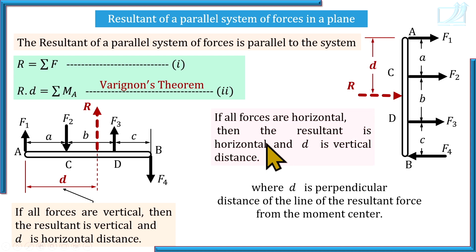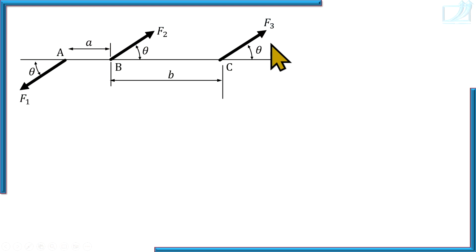Check here. If all forces are horizontal, then the resultant is horizontal and d is a vertical distance. These three forces are parallel to each other, so it's a parallel system of forces. All forces are making an angle theta with the horizontal. That means the resultant is also making an angle theta with the horizontal.